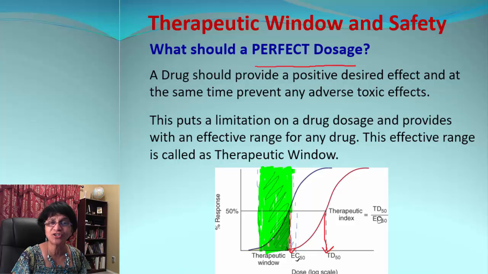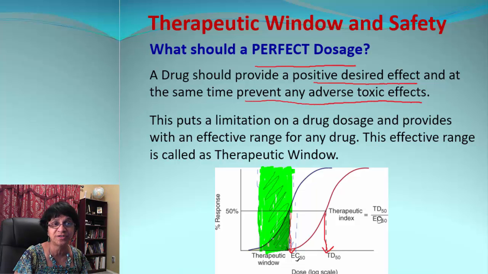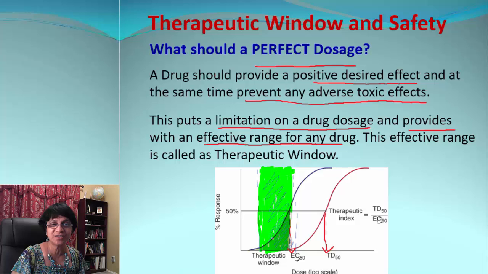Ideally, a drug should provide a positive desired effect and at the same time, it should prevent any adverse toxic effects. That puts a limitation on the drug dosage and it also provides us with an effective dosage range for any drug. So what should the range be? Look at the figure here. The range is the one which is colored in green. This is not going into the toxic region and at the same point, it's slightly above the effective dosage.